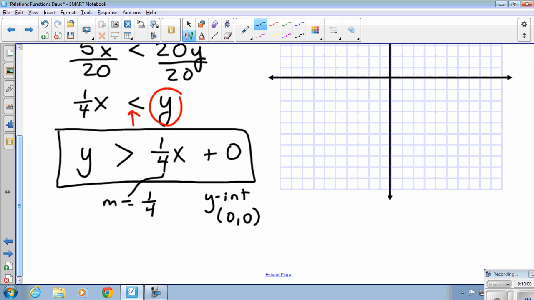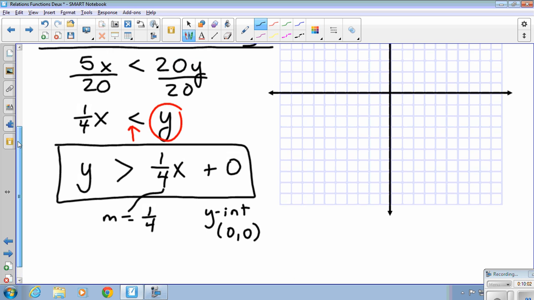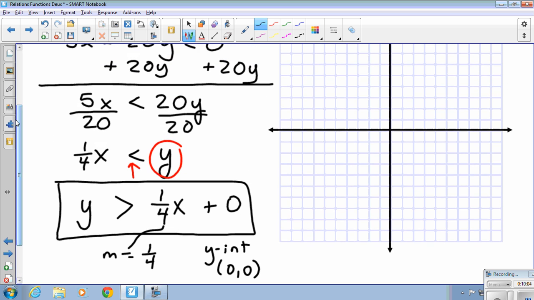So I have a positive slope, it's going to be going up to the right, and I have a y-intercept at 0, 0. So I can start by graphing this. I'm going to go over here and say, here's my y-intercept at 0, 0. Slope, rise over run, means go up 1 and over 4. So up 1, over 4. Here is the other point. And I need to connect these points.